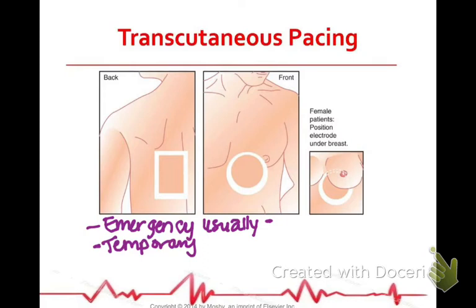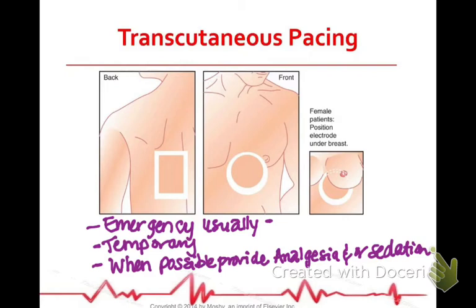And they always use the lowest current. So maybe, whatever they need for the patient, if they want to keep the heart rate at 60, they may put it at 20. But if it's not working at 20 volts, they may up it a little to keep that heart rate at 60. But they do provide analgesia or sedation for this, because it's basically little shocks.